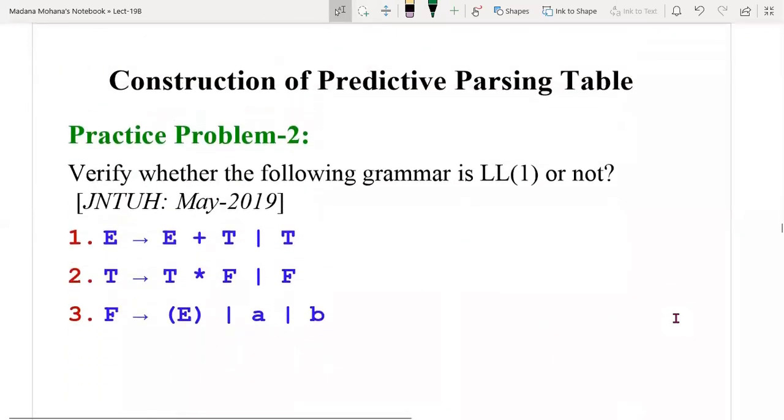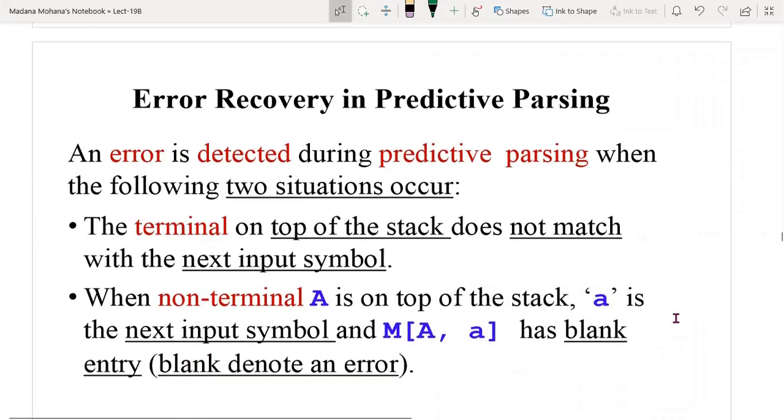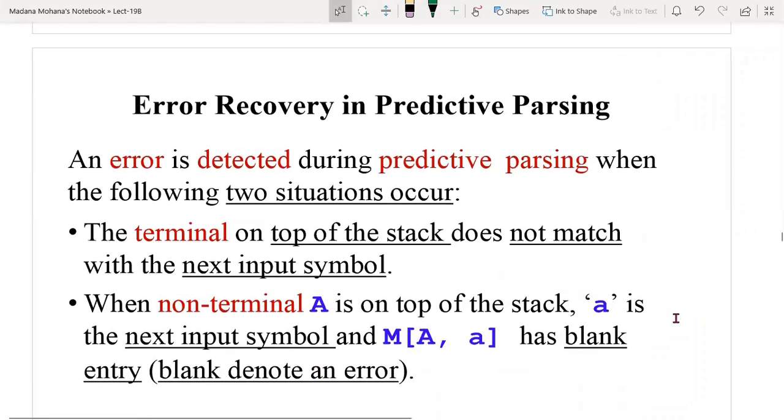Then another problem: verify whether the following grammar is LL1 or not. This is a May 2019 question. This question, with different productions, we already discussed. So you can practice these 2 problems. Then, moving to the last topic in this lecture, error recovery in predictive parsing.